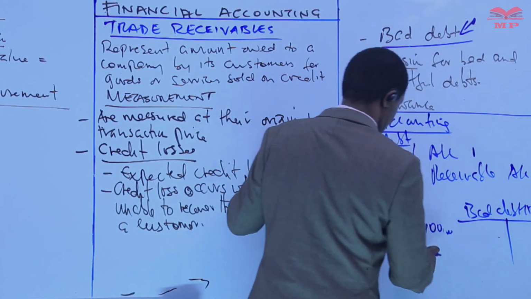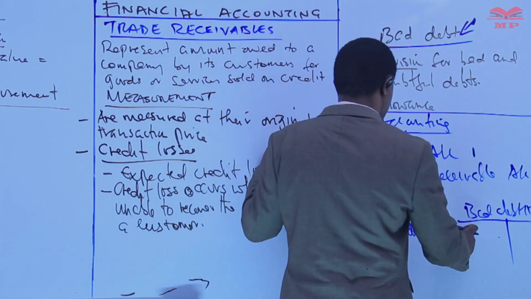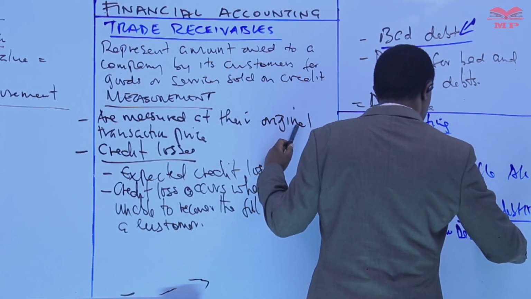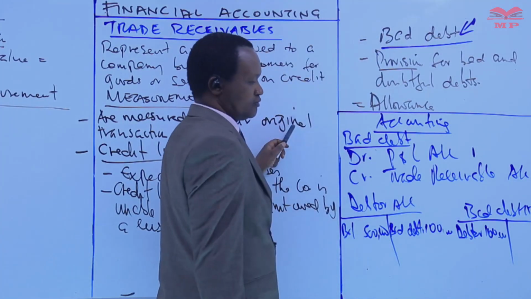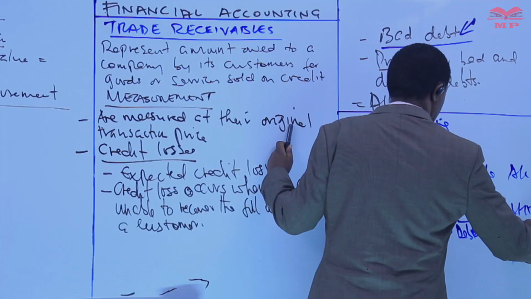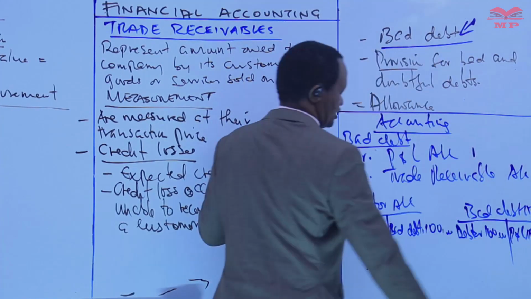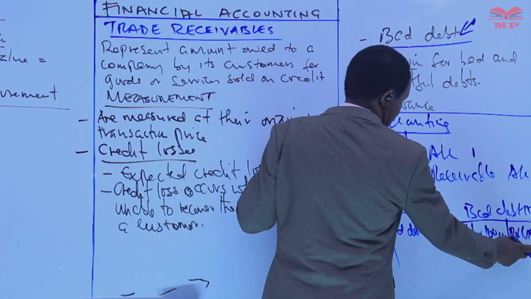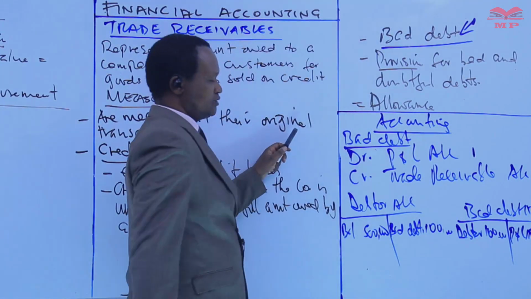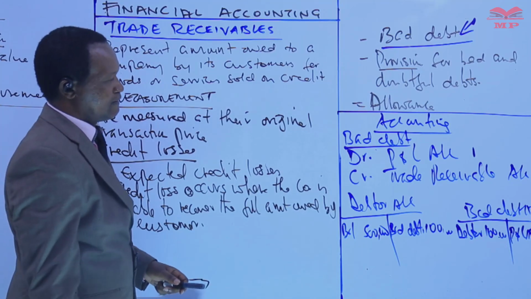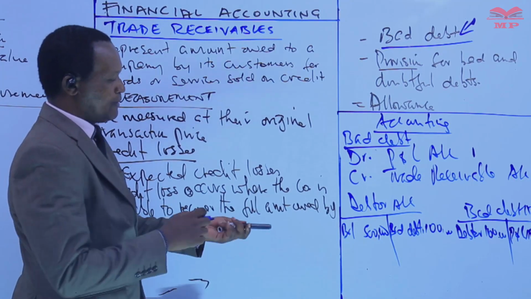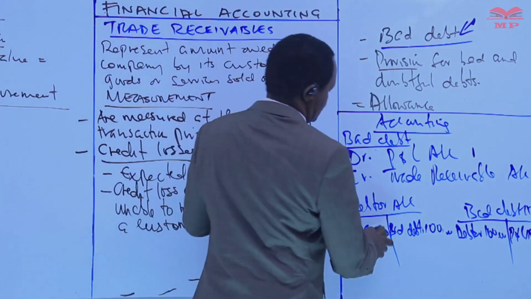So this account is credited, then you debit this account with the debtors account, 100,000. Then towards the end of the year, you close this account to profit and loss account. So you credit bad debt account, then debit profit and loss account. You see that? That's how you account for bad debt. That's the long route.